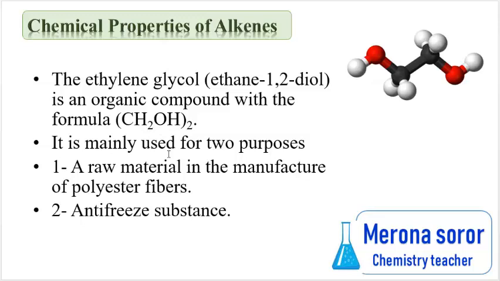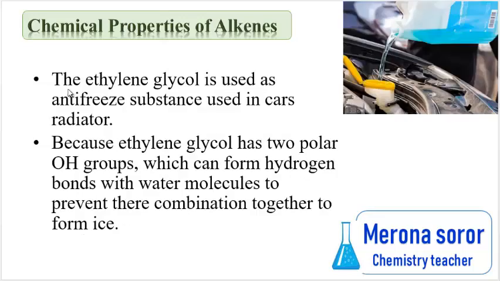It is mainly used for two purposes: 1. A raw material in the manufacturing of polyester fibers. 2. Antifreeze substance. Ethylene glycol is used as an antifreeze in car radiators because ethylene glycol has two polar OH groups which can form hydrogen bonds with water molecules to prevent them from combining together to form ice.